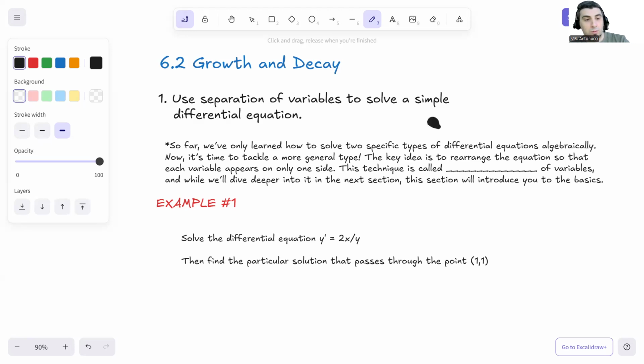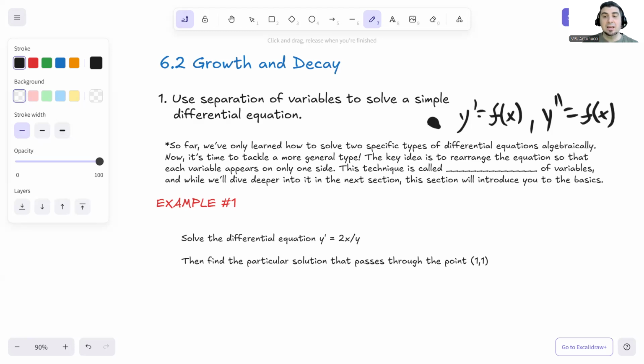One where y prime is equal to f of x, and y double prime is equal to f of x. So basically, those two we've learned how to solve algebraically. And we've also looked at numerical and graphical methods with Euler's method and slope fields. So now it's time to tackle a more general type.